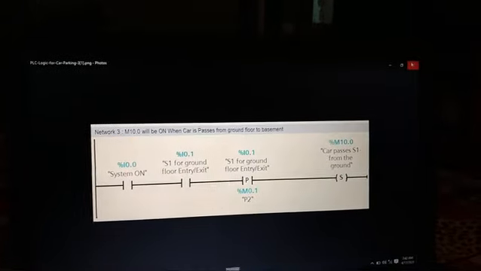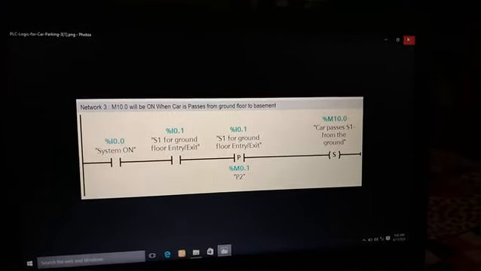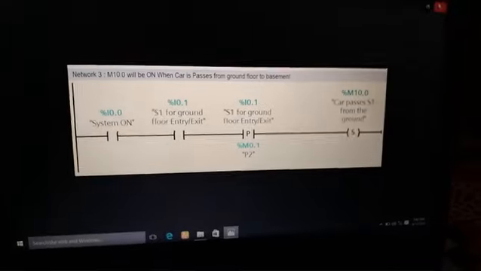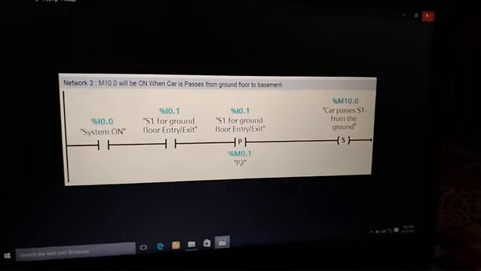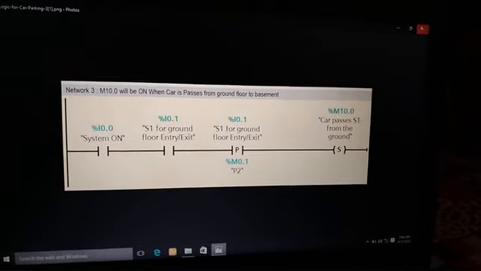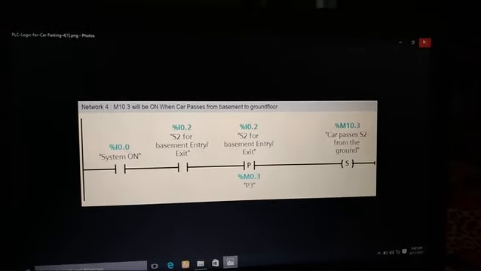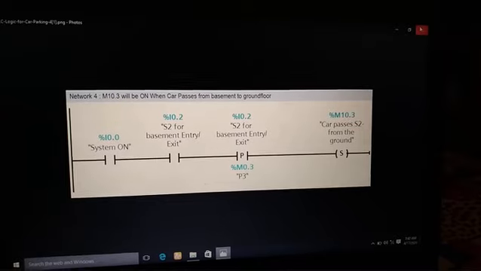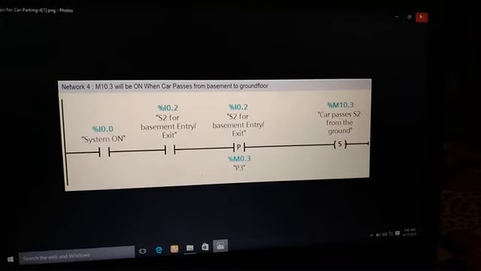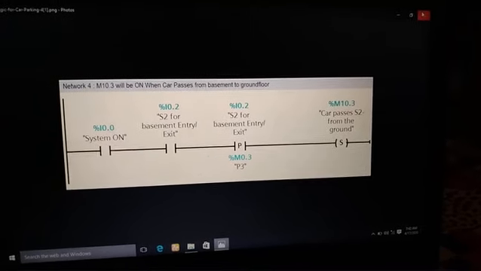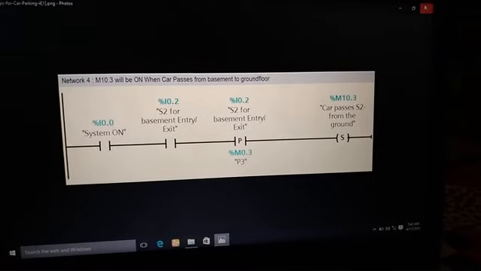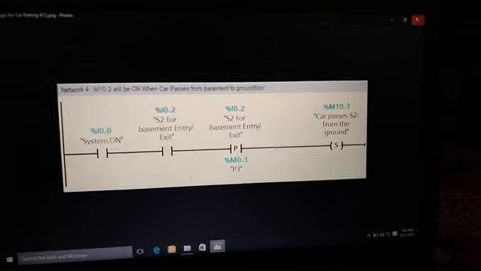In network 3, when a car enters the empty passage from the ground floor, sensor 1 will be activated and this will trigger the memory coil to be set. In network 4, when a car enters the empty passage from the basement, sensor 2 will be activated, and with this trigger, the next memory coil will be set.